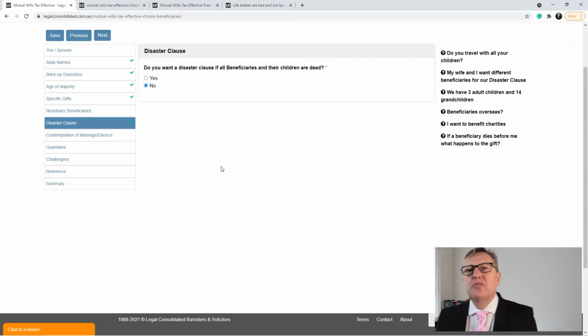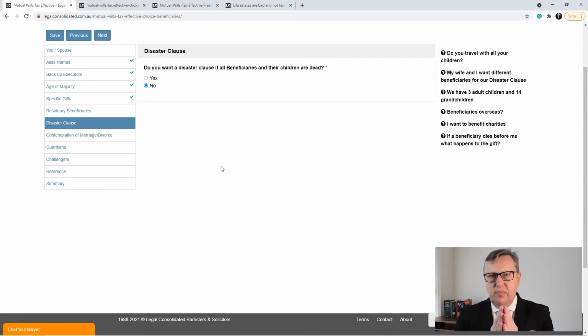A disaster clause is only of use if you and your spouse, or if you're doing a single will, if you have children or family members that travel with you. Say you and your wife and your 3 children, who are all under 18, travel wherever you go in the same car. The car could roll over and all 5 of you die. We need a disaster clause for that situation.